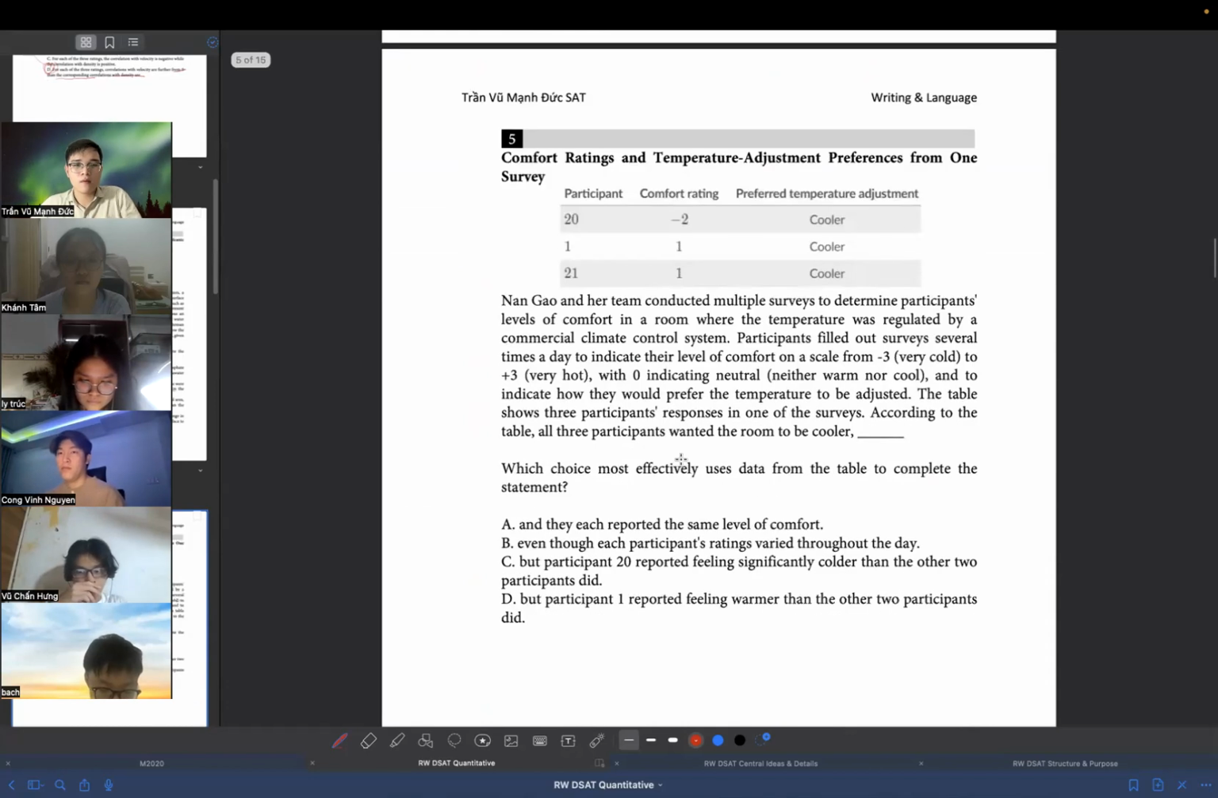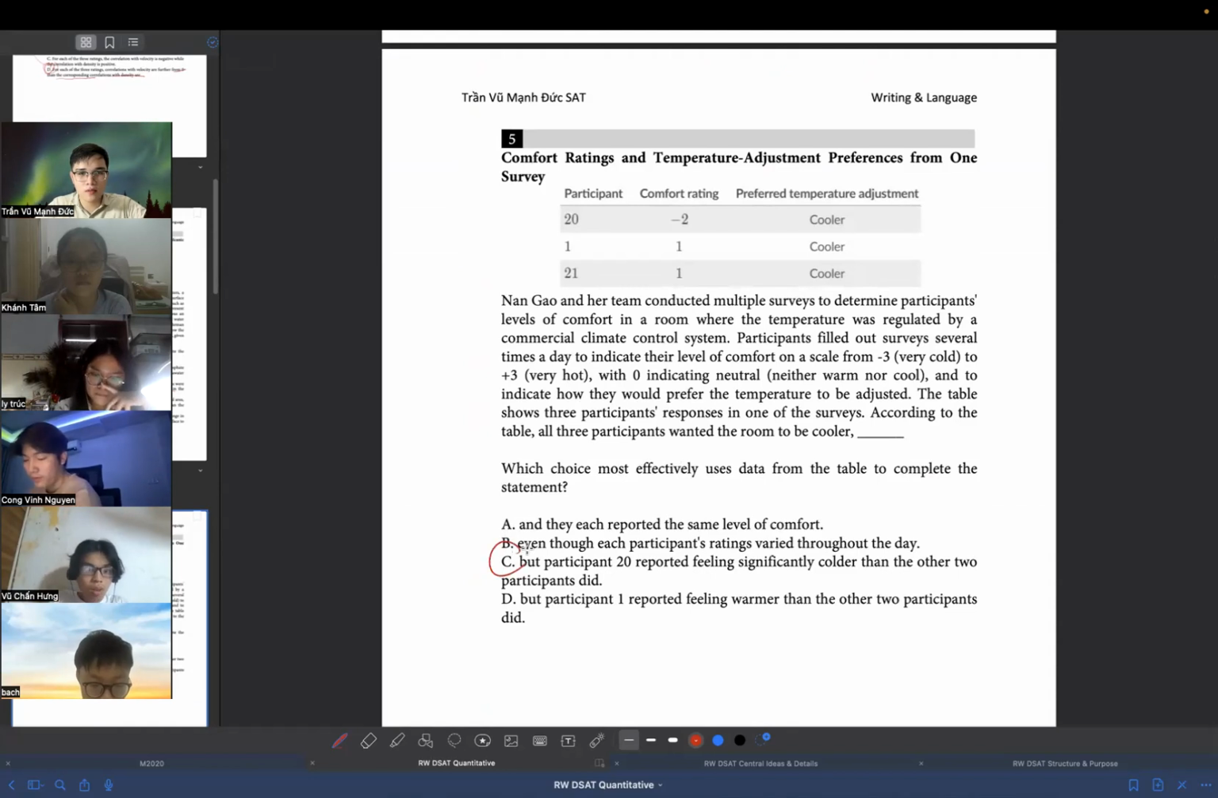Next up, Hung, 5. Right, 5C. Participant 20 reported feeling significantly colder than the other 2 participants did. Complete the statement. The table shows the 3 participants, according to the table, wanted the room to be cooler.